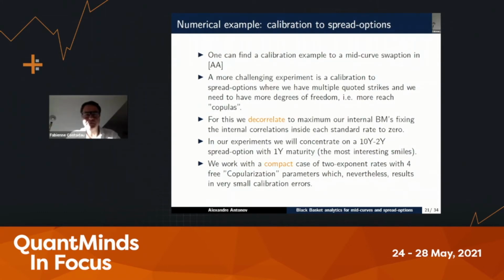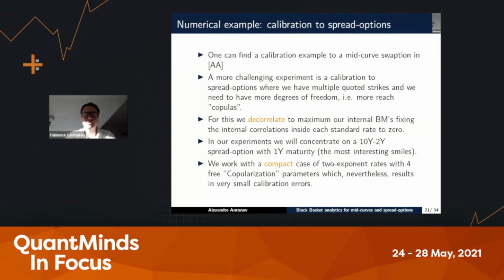The final part of the presentation is devoted, of course, to numerical examples. We'll consider challenging experiments in the calibration of spread options to multiple strikes, where we, of course, need a lot of degrees of freedom of the decorrelation and, of course, more rich copulas. For this, we decorrelate to maximum our internal Brownian motions. So internal Brownian motions for each rate will be correlated to 0.